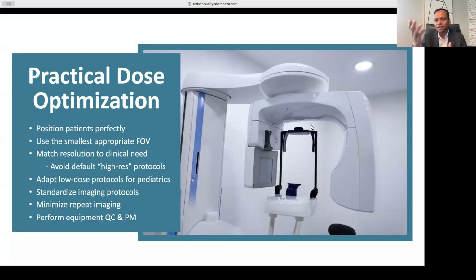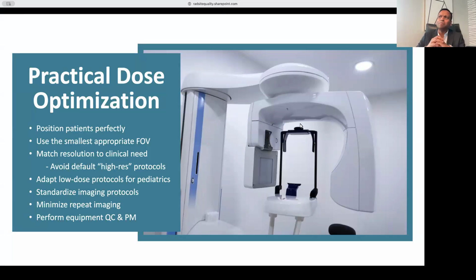And then resolution, I think Chris mentioned that also. High resolution scans, obviously, are going to have a much higher dose. For example, we should not be using a detailed implant planning protocol or a root canal evaluation protocol, or anything to resolve TMJ issues, for routine dentistry scanning, something like that.